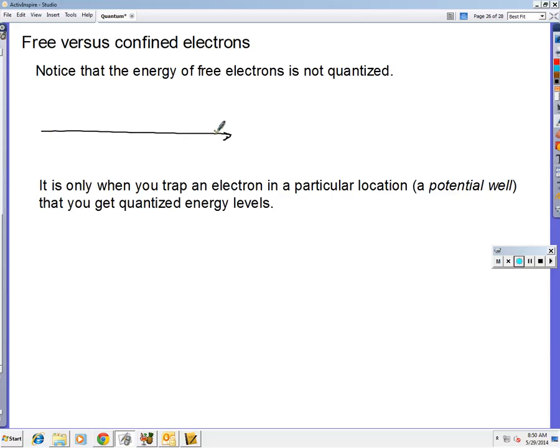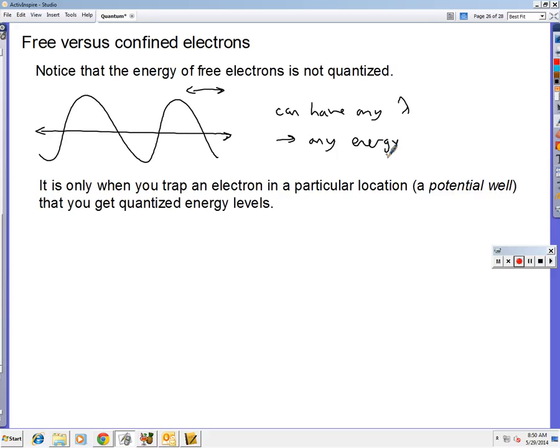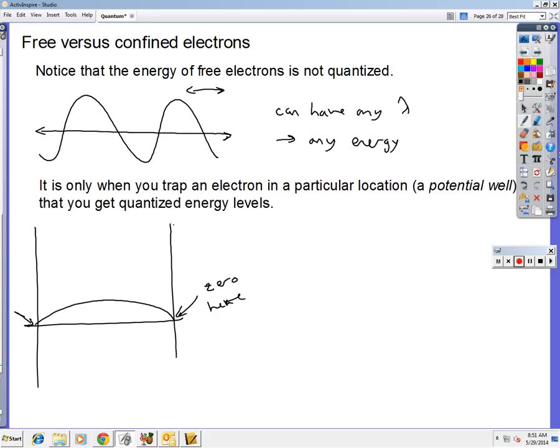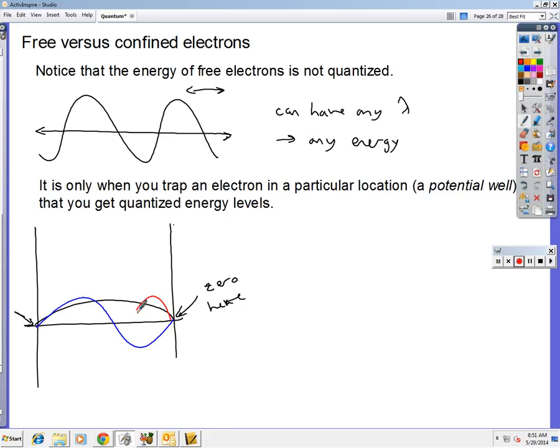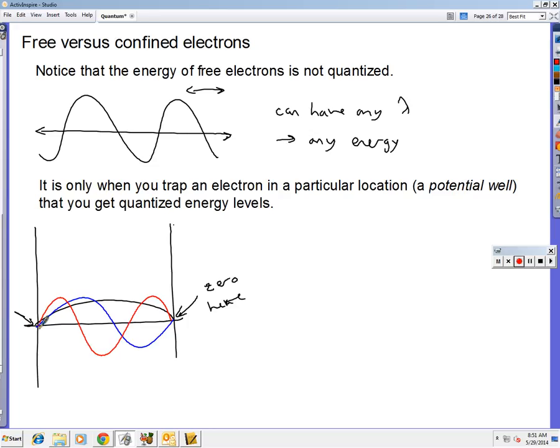Before we work out the mathematics on that, if you have a free electron, that free electron just looks like a normal wave, traveling one direction or the other. And that can take on any wavelength, and therefore any amount of energy. But if you trap an electron somewhere, let's say the electron has to be between these walls, now all of a sudden the wave has to have a value of 0 at the edges of the box, because the electron can't exist outside it. And that means that you can have a wave that looks like that, or like that, or like that, but you can't have any intermediate wavelengths.